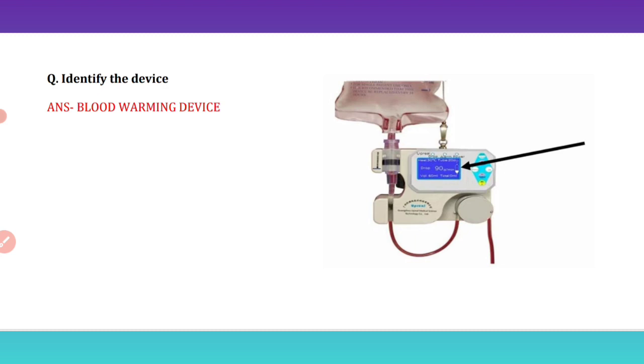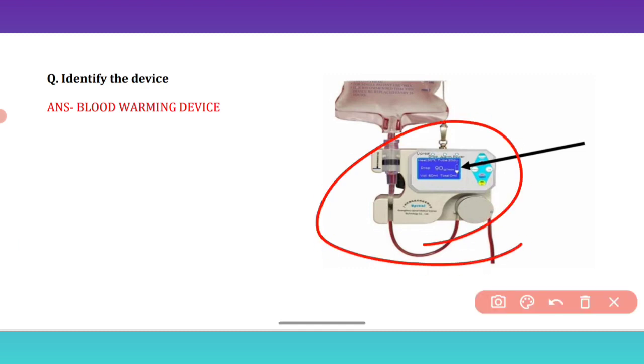But if the patient is admitted in the hospital emergency ward with a severe hemorrhage, in that condition we should not wait for the blood to warm to room temperature. So in that situation, what are we supposed to do? We should use the blood warming device. The blood warming device will warm the blood and infuse it to the patient. Okay, fine. So this device is nothing but a blood warming device.